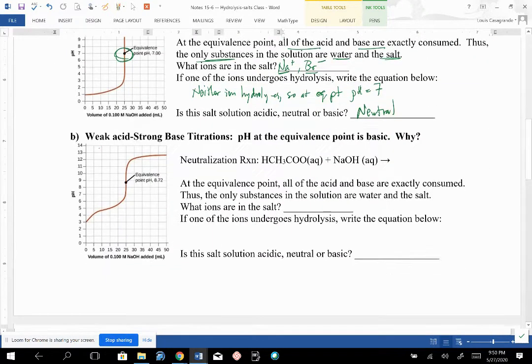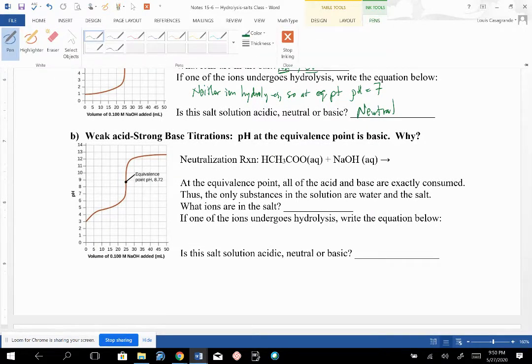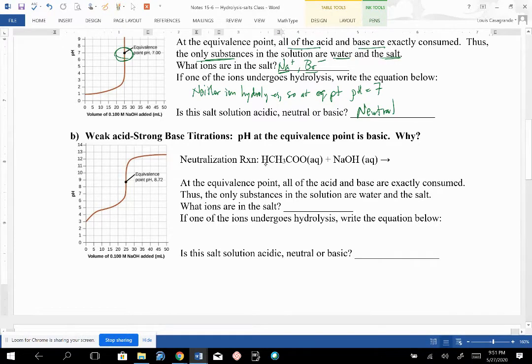Now, suppose we have a weak acid and a strong base. So in this weak acid and strong base, we're going to have acetic acid and sodium hydroxide. Now, a mnemonic, a way of remembering this is that the strong one is going to win. And we're going to end up having a basic solution at the equivalence point. All right, so this is a mnemonic.